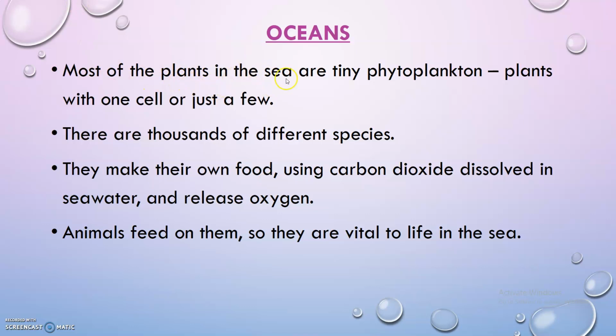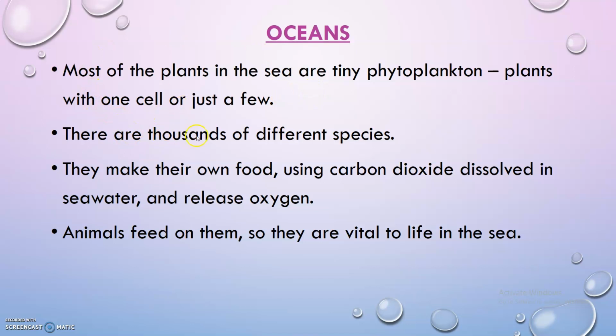Most of the plants in the sea are tiny phytoplankton, plants with one cell or just a few. So, phytoplankton means very small plants which are basically seen in oceans. These phytoplankton consist of only one cell or two or three, just a few cells. It will not be large, it will not contain a large number of cells, only one cell or just a few cells are present in phytoplankton, which is seen in sea or oceans.